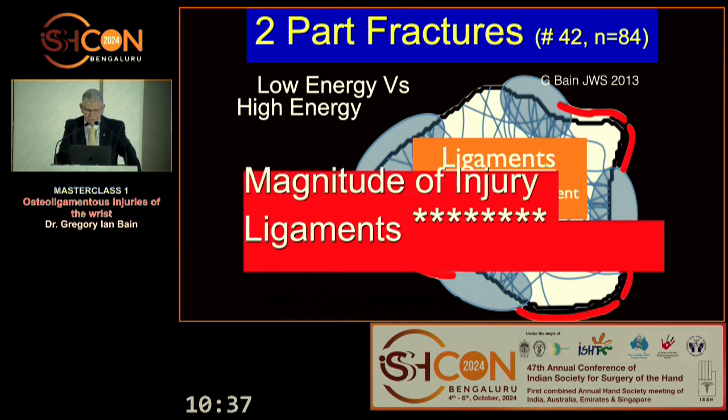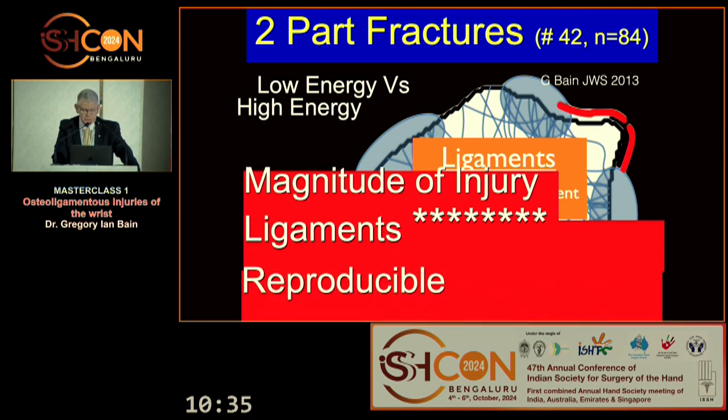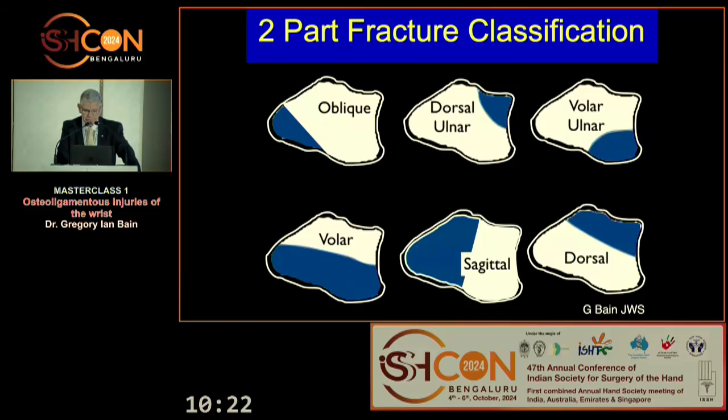So the magnitude of the force is important, the ligaments are critical, but also the type of fractures that we see in our practice, and in your practice I expect, are reproducible. We see the same characteristic types of fractures, and this is important because it enables us to get our head around some of these concepts.